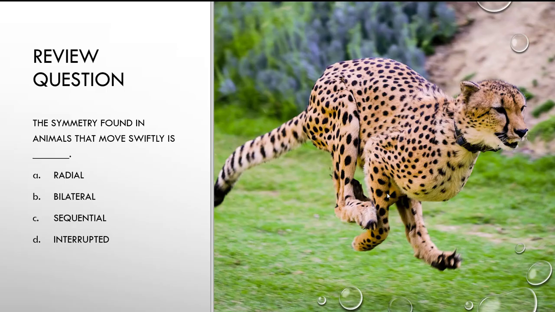Here's another review question. The symmetry found in animals that move swiftly is A, radial, B, bilateral, C, sequential, or D, interrupted. So what would be the symmetry found in swiftly moving animals, such as our cheetah? Obviously that would be bilateral, B, okay? Definitely not radial there, okay? So bilateral.